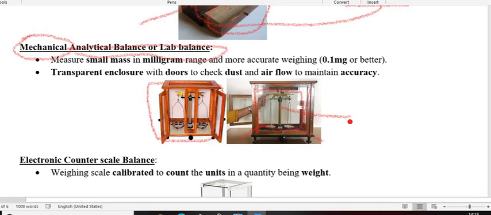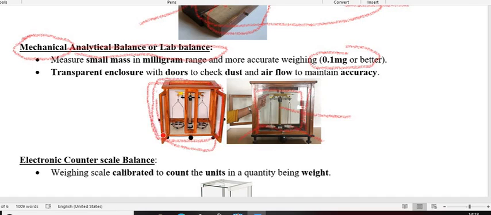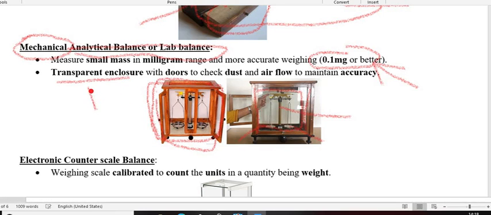What is the benefit of this mechanical analytical balance? It measures more accurately because it is closed, so no airflow occurs. This is important. Its accuracy is also better than the previous one. Third, the transparent closure makes it easy to see. So it is easy to close and more accurate. This is called the mechanical analytical balance or lab balance.